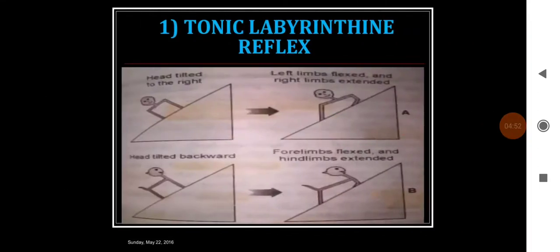This picture shows a tonic labyrinthine reflex. In the upper diagram, the head is tilted to the right side, which leads to the left limbs flexed and the right limbs extended. In the next diagram, B, when the head is tilted backwards, the forelimbs get flexed and the hind limbs get extended.